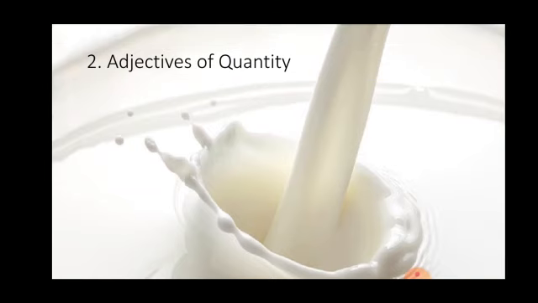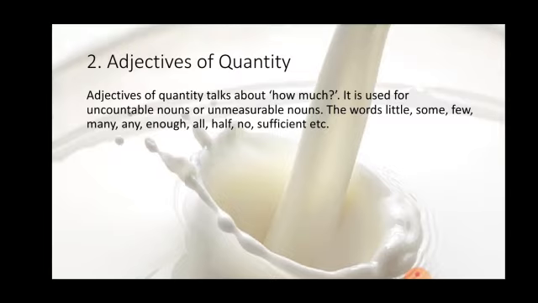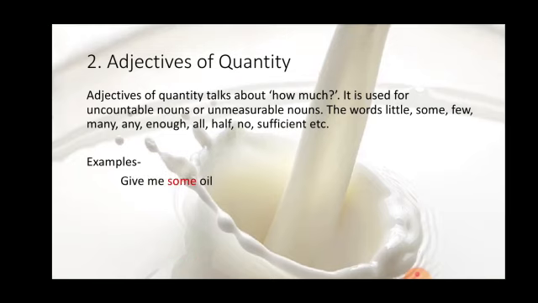Number 2, adjectives of quantity. Adjectives of quantity talk about how much. They talk about the amount. They are used for uncountable nouns or unmeasurable nouns. Words like little, some, few, many, any, enough, all, half, no, sufficient, etc. are used. An example is given here. Give me some oil. Oil is an uncountable noun. Oil cannot be counted, so we use the word some in order to quantify or know the amount of the oil.